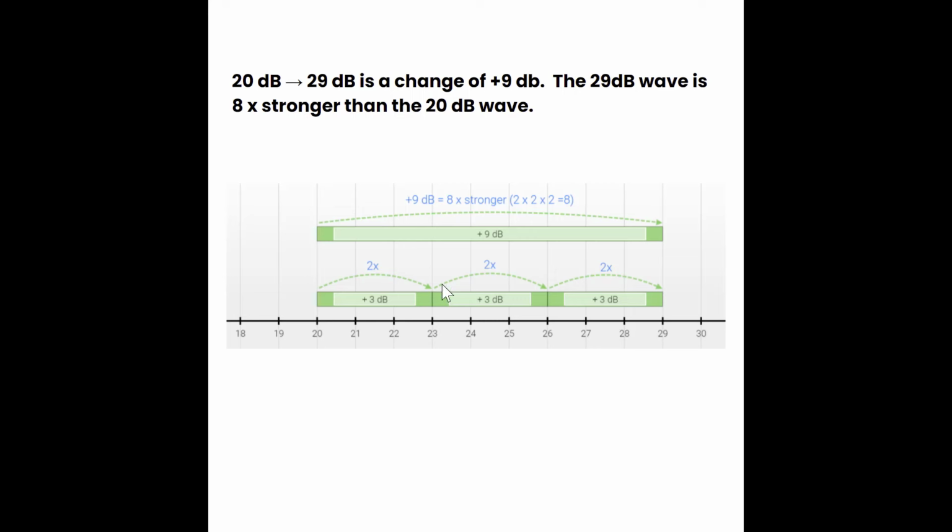So remember, it's not adding these together. It's not just 9 times stronger. It's not 6 times stronger by adding all of these. You have to multiply each one, because each increase of 3 decibels means a doubling. So 2 times 2 times 2 equals 8. This wave is now 8 times stronger than it originally was.